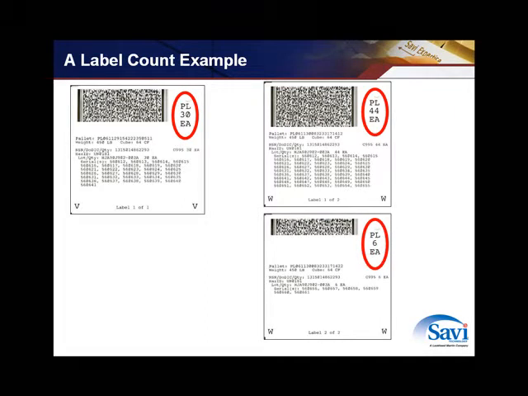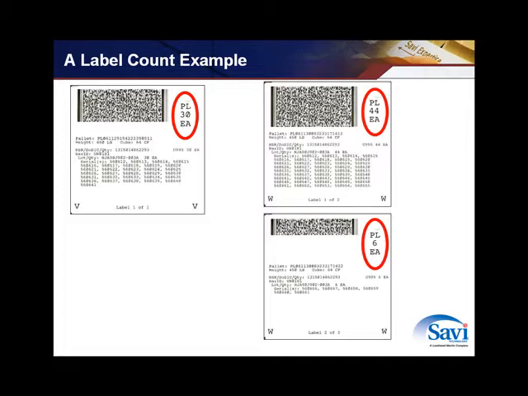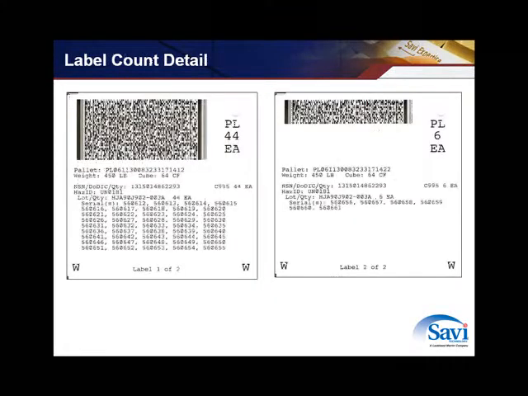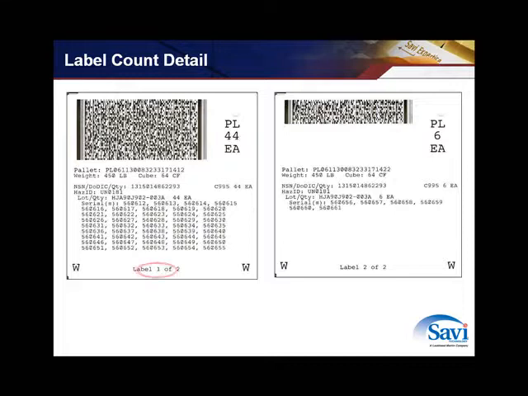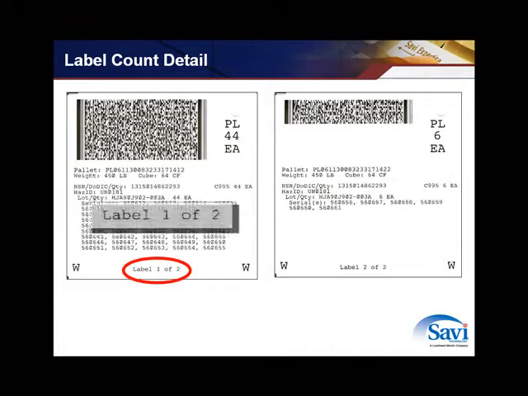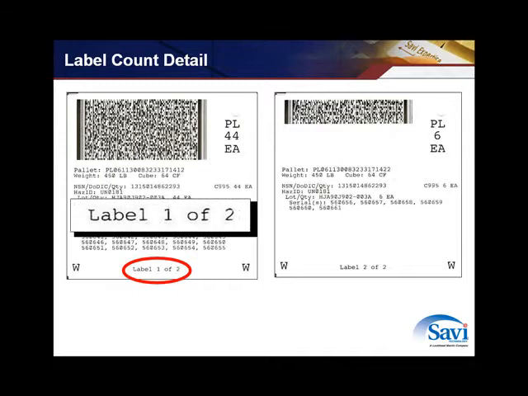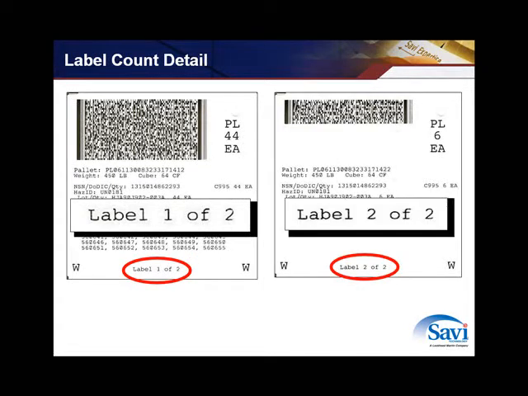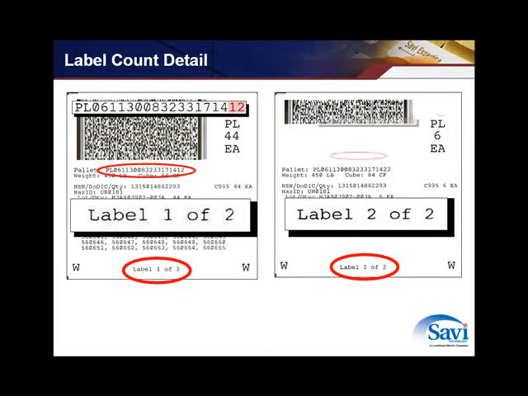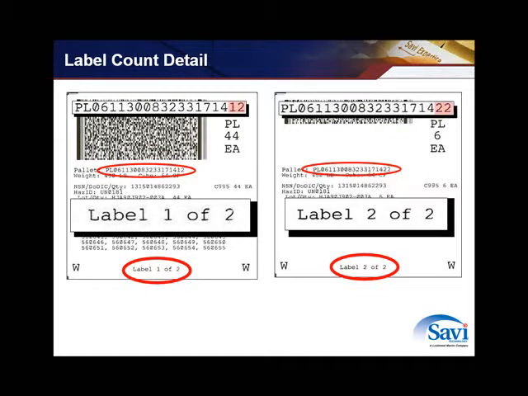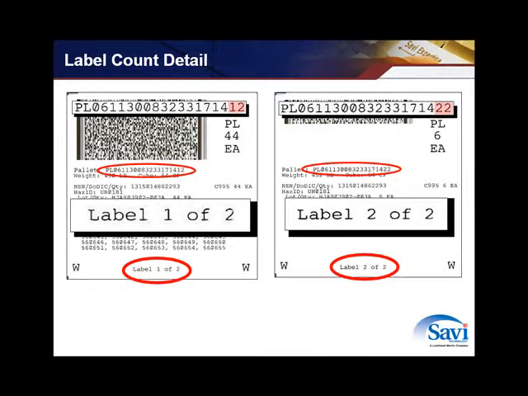Let's take a closer look at the two barcodes for our example quantity of 50. What I want to draw your attention to is the label count displayed at the bottom of each label. The first label displays 1 of 2 in the label count. The second label displays label 2 of 2 in the label count. Also note that 1 of 2 and 2 of 2 are reflected in the barcode serial numbers. The barcode serial numbers for each label are identical except for the 1 of 2 and 2 of 2 notation.